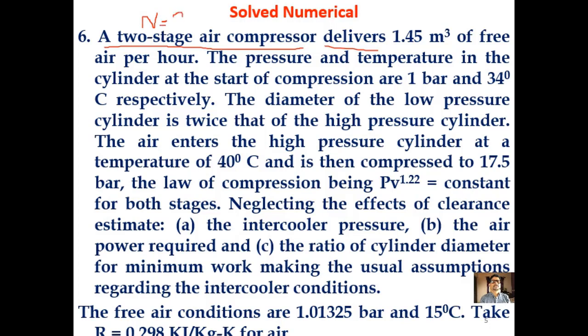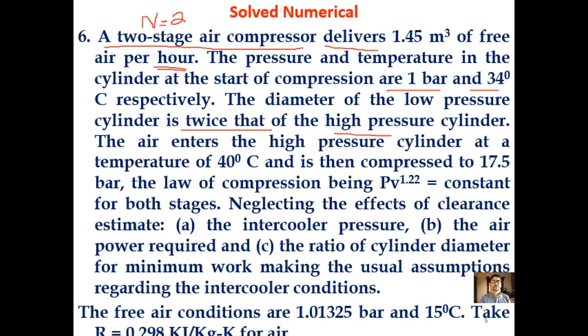It delivers 1.45 meter cube of free air per hour. See, you have to be careful. This is per hour. So if required, you have to convert into per minute or per second. Pressure and temperature at the beginning of the compression, P1 and T1, are 1 bar and 34 degrees Celsius respectively. Diameter of the LP cylinder is twice that of the HP cylinder. So this also you have to note down. So D1 is 2 times that of D2.